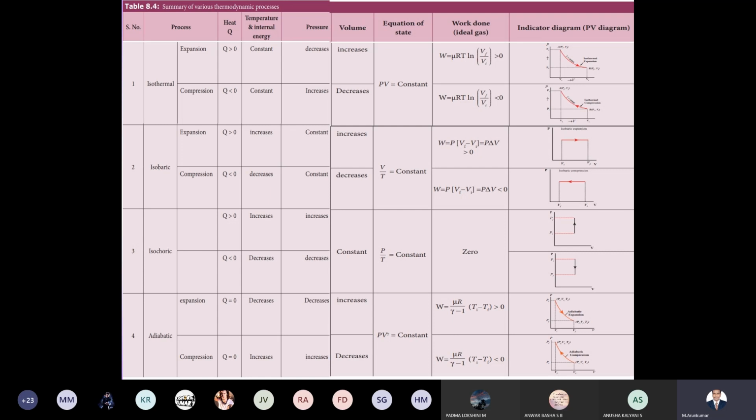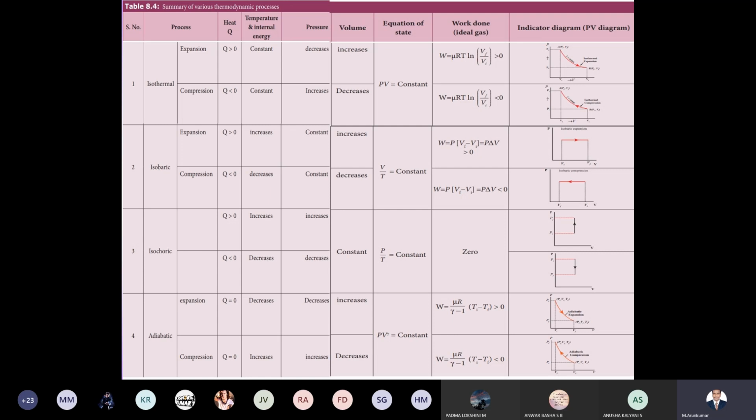There is no work in the isochoric process. Isochoric in the sense volume will be constant, so we can't expect work done W in this isochoric process. We will see an example later. Also we can derive work done W for an adiabatic expansion process, also for an adiabatic compression process. These formulas we will derive later. Just know the equation of state for various processes.